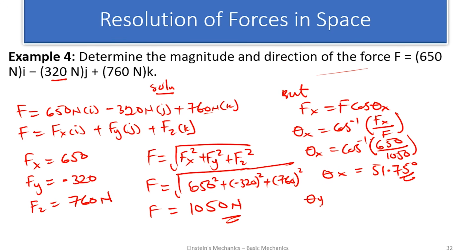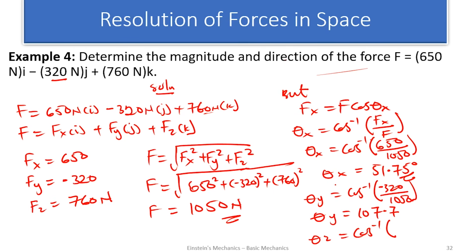My theta y will be cosine inverse. What is f of y? Negative 320 on 1050. My theta y, the direction on the y, is 107.7. The same thing, my theta z will be cosine inverse f of z, which is 760 on 1050. And my theta z now is giving me 43.6 degrees, which is interesting.